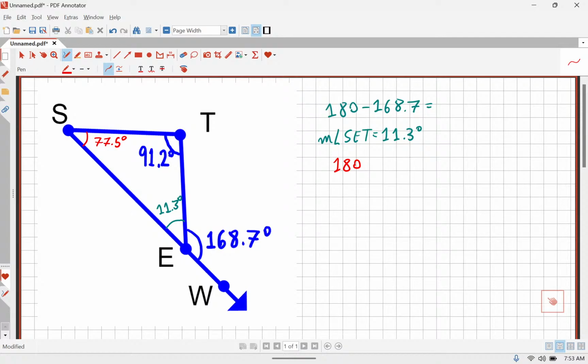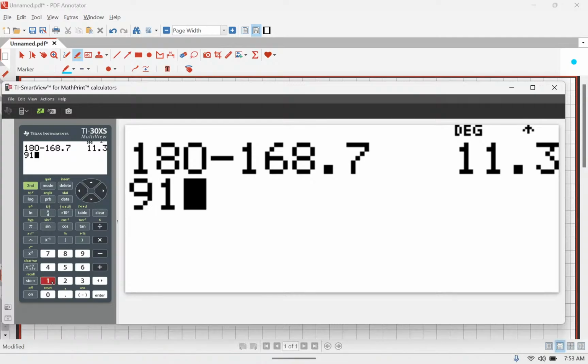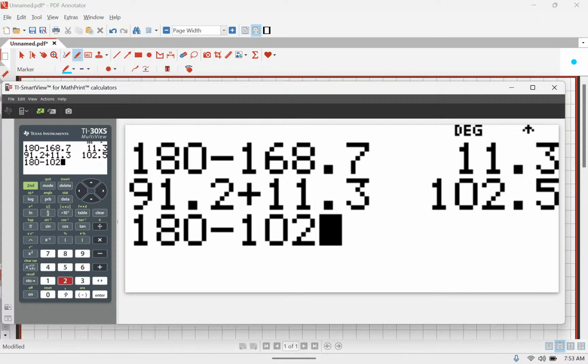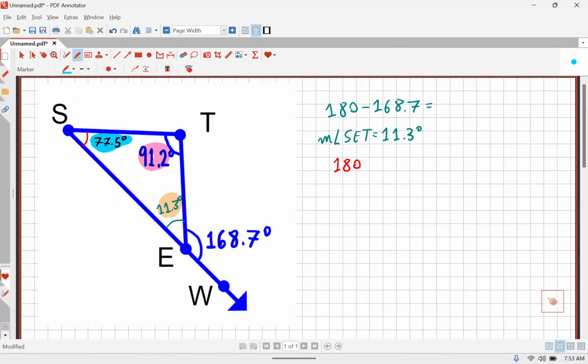There's a couple of ways you could do this. I think the clearest way is that if I take this pink angle, this orange angle and this blue angle, Ethan, what am I guaranteed to get if I add all those measures together? 180, because those are the interior angles of a triangle. Most people will add 91.2 plus 11.3, which takes up 102.5 degrees of the angles. Exactly. You do 180 minus 102.5, and you get 77.5 degrees.